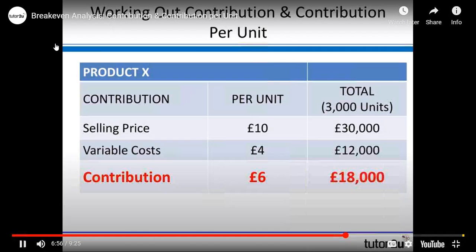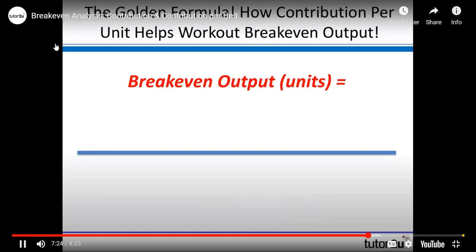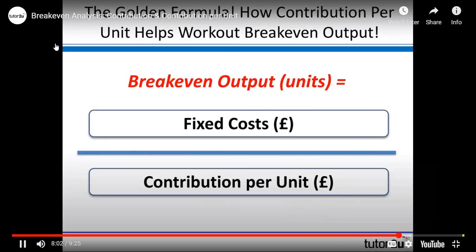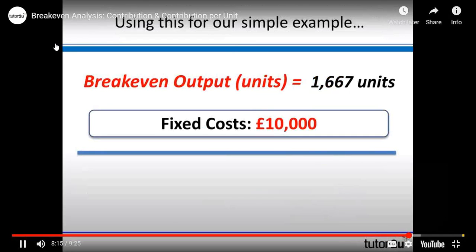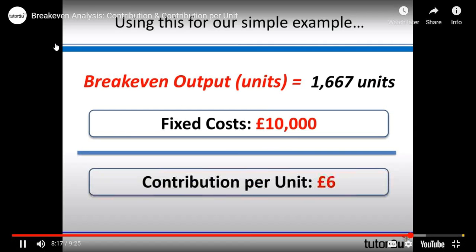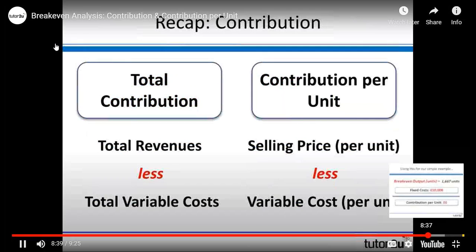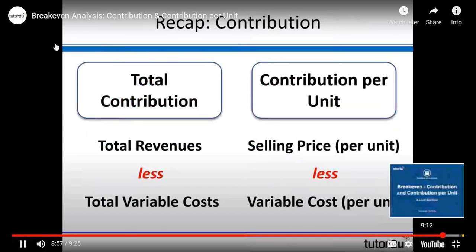So if we are selling 3,000 units, with a contribution of £6, now what is the variable cost? We want contribution to get very high marks. So fixed cost divided by contribution. Selling price was £10 less the variable cost, so the contribution is £6 per unit.